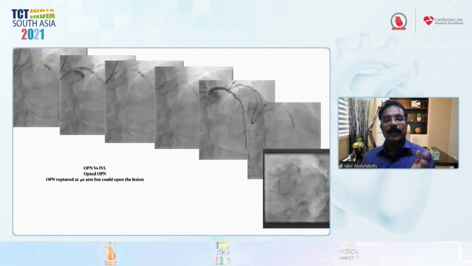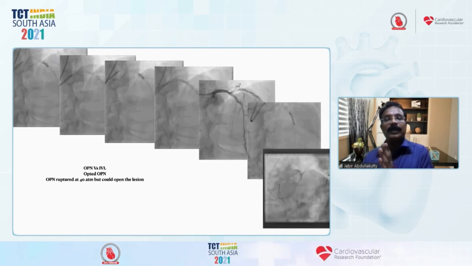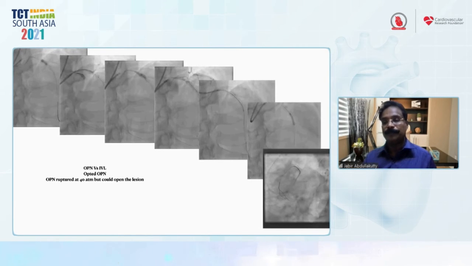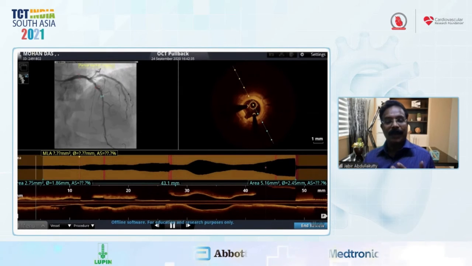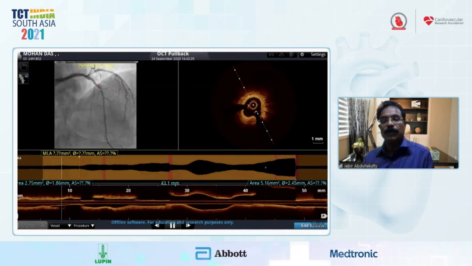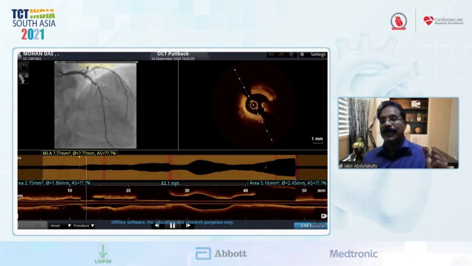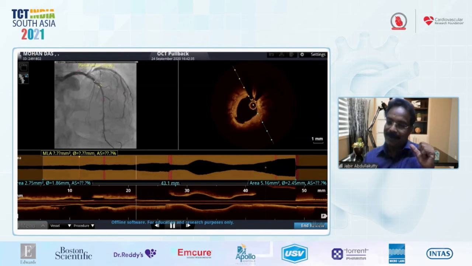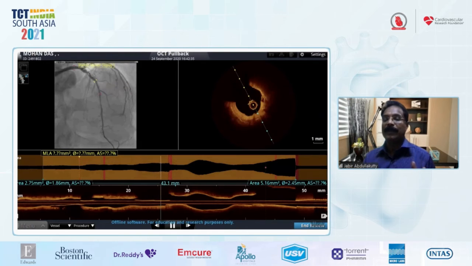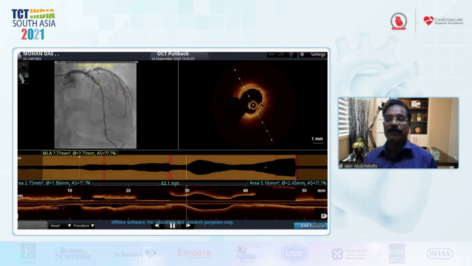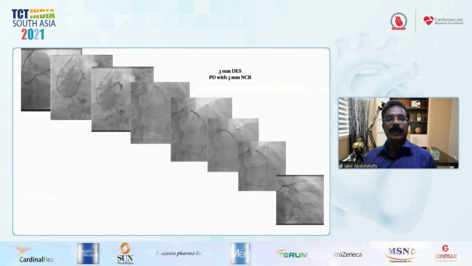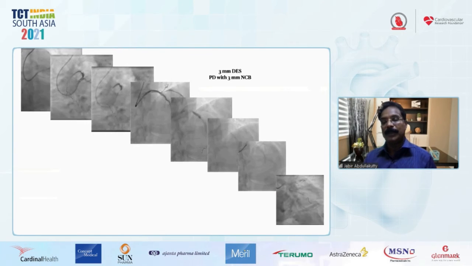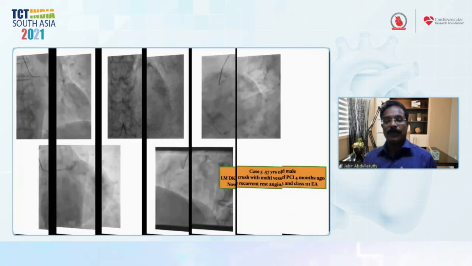The OPN, you can see the third frame, the OPN expanded, it ruptured at 40 atmospheres, but at that time it could open the lesion. Then we again dilated, and this OCT now shows the lesion, the tightest lesion, which was non-yielding, now could yield, and it was dilated and ready for a stent implantation. So now the bed is ready for the stent implantation. We put another drug-eluting stent, 3 millimeter, and post-dilated with a 3 millimeter non-compliant balloon with a good result.